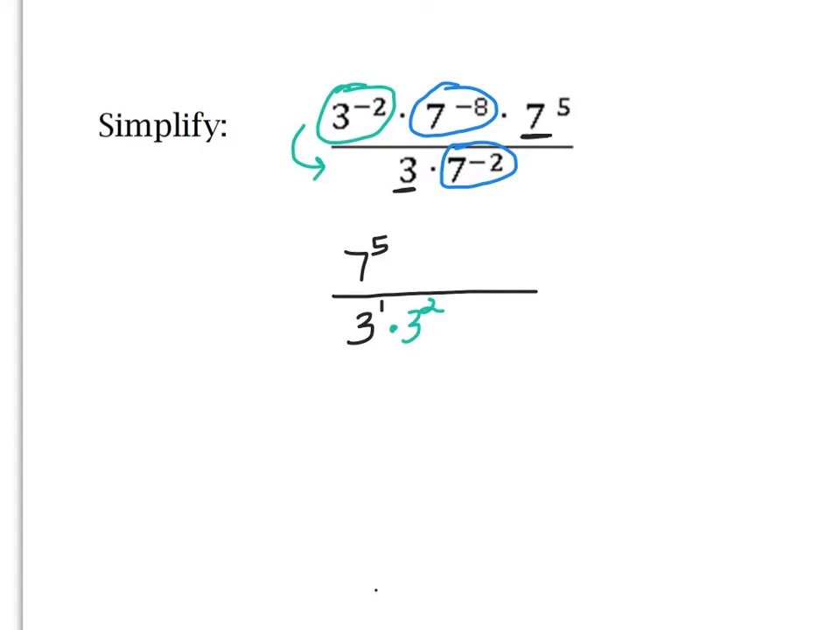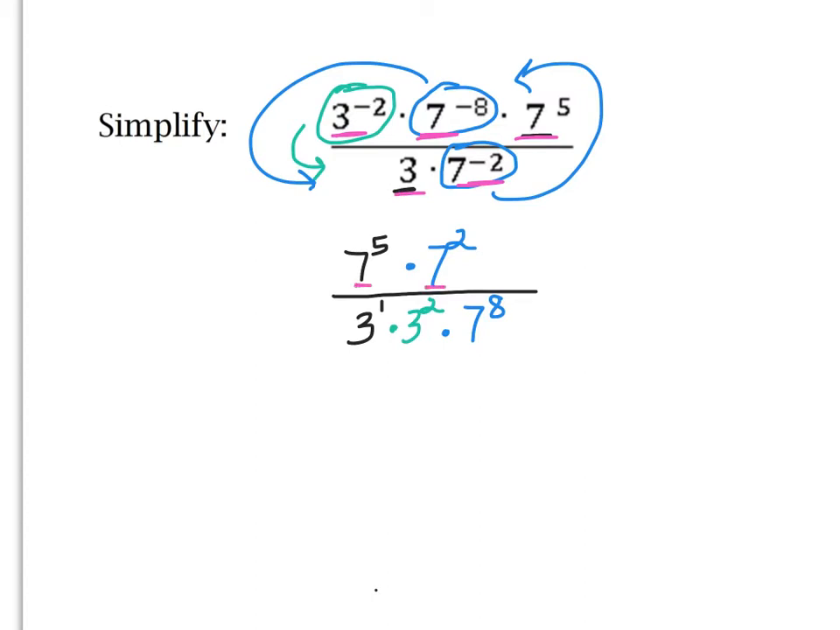7 to the 8th is also going to move down to the denominator, times 7 to the 8th. And then 7 to the negative 2nd is going to move up top and become positive 2nd. So I can also double check in my original problem, I had 1, 2, 3, 4, 5 terms, 5 numbers. And when I rewrote it, I have 1, 2, 3, 4, 5. So I know that I didn't leave any out.